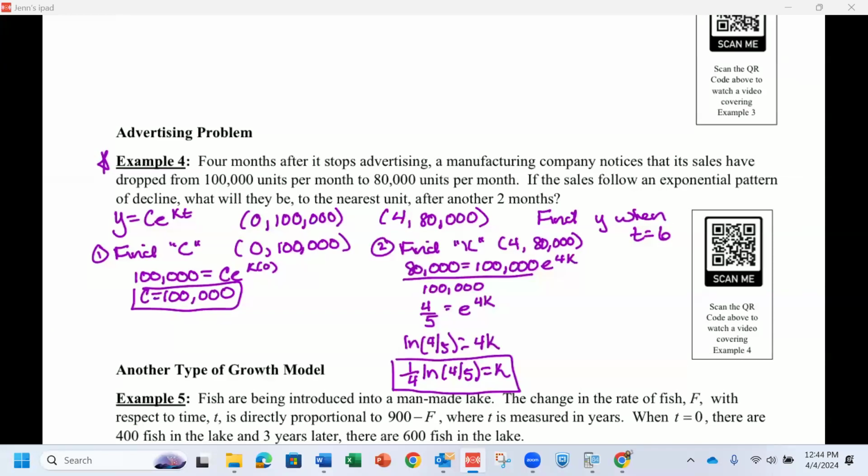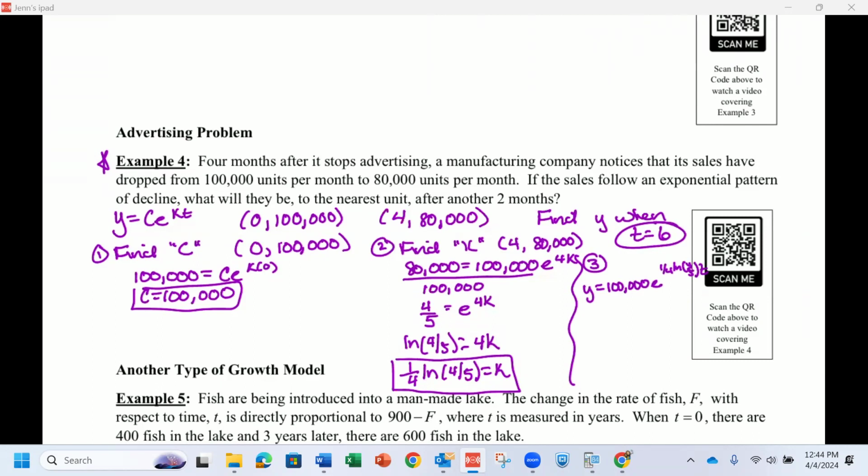So now that you have that K value, remember, now you're ready to write the equation and answer the question. So y is going to be equal to 100,000 times e raised to that K value of 1/4 times the natural log of 4/5, times t. And again, remember, we want to now answer the question. We want to find y when t is equal to 6.